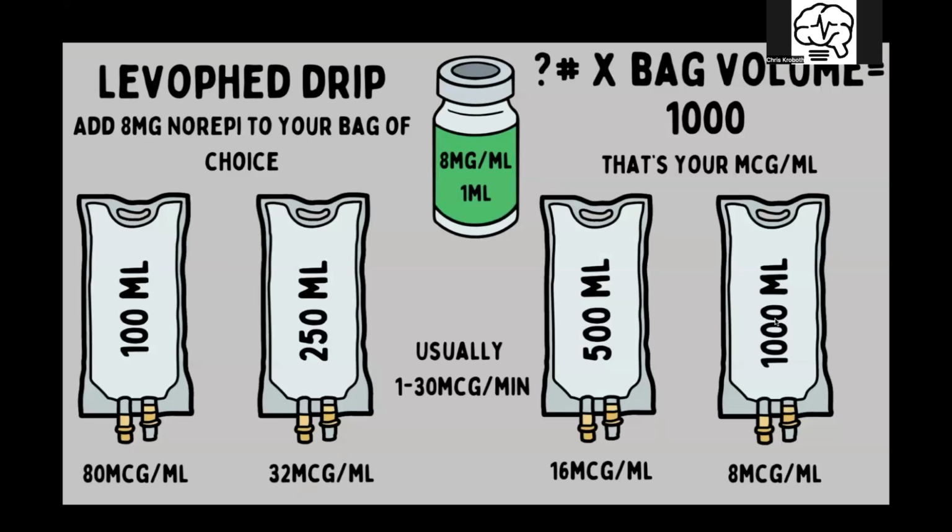And then over here, 1,000 bag, 1,000 times 1, 1 times 8, 8 mics per milliliter. That's a very diluted amount. At 60 drops, you're only getting 8, which is less than a quarter of what our max dose is.